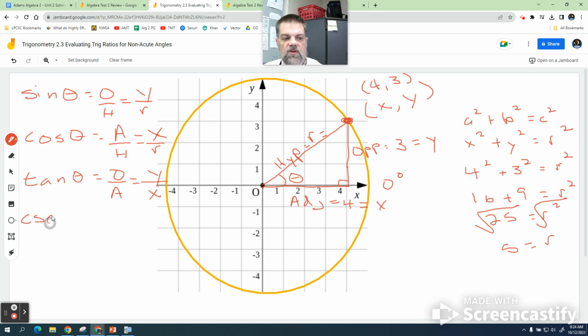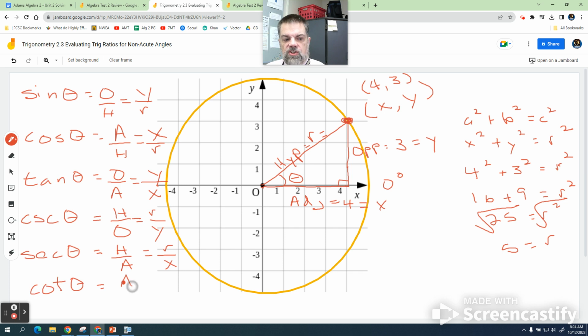Cosecant is the reciprocal of sine, so whatever sine is, we just flip it. Over here, sine is the opposite over the hypotenuse, so we flip that to be the hypotenuse over the opposite, which is really just the radius over y. Secant would be the hypotenuse over the adjacent, which would be the radius over x. And then lastly, which was your question, cotangent of theta would be the adjacent over the opposite, which would be x over y.